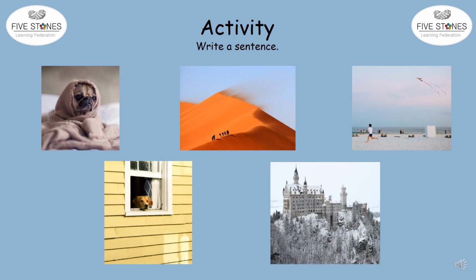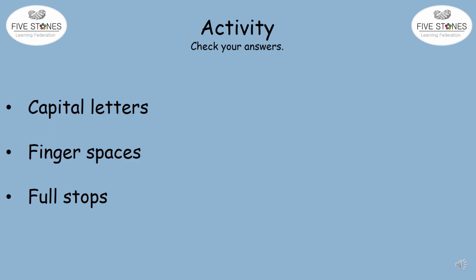It is now activity time. This activity is for you to write a sentence for each of these pictures. Remember to think, who is doing what and where are they? Pause the video while you write each sentence and unpause the video when you're ready to move on. Let's check your answers. You may need an adult to help you here. Did you use capital letters, finger spaces, and full stops?